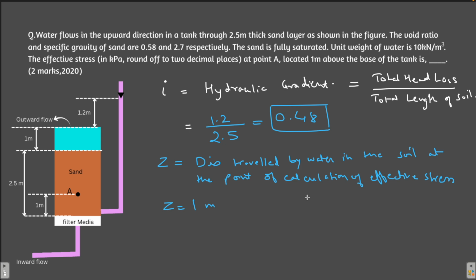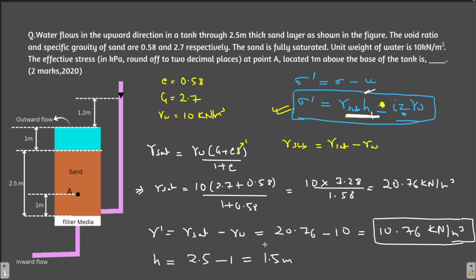Z is the distance traveled by the water in the soil at the point of calculation of effective stress along the direction of water. It is very important. Along the direction of flow. So if the water is traveling in the upward direction, the value of Z will be 1. Now we have I, we have Z, and we know gamma W. It is given in the question itself. It is 10 kilonewton per meter cube. So now we have calculated everything.